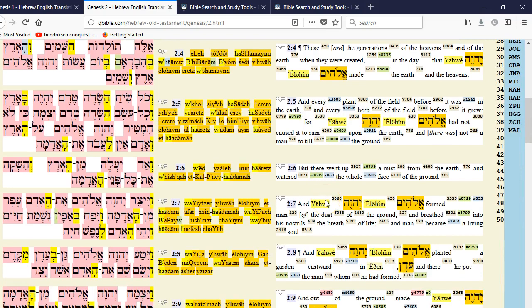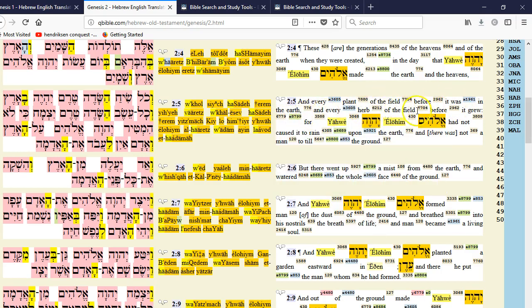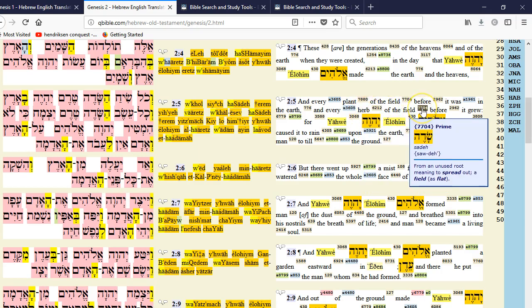Now, here's where the English starts to confuse people. And every plant of the field before it was in the earth, and every herb of the field before it grew, for Yahweh Elohim had not caused it to rain upon the earth, and there was not a man to till the ground. Stop. Ask questions. First off, herb of the field. We're going to start in Genesis 2:5, seeing this word sadeh.